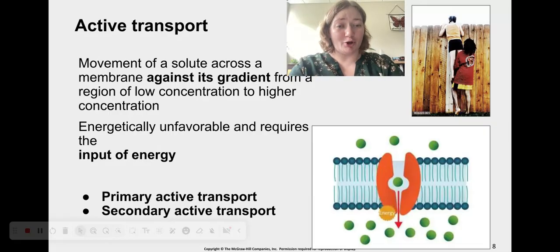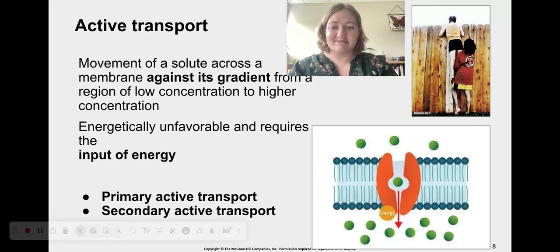So if we're going from a region of low to a region of high, we're going against the gradient, because remember, solutes always like to go from areas of high to low, right? Now we're going from low to high. This is hard to do. It's energetically unfavorable. Molecules can't just do this on their own. They need an input of energy in order to allow this to happen. And this is what makes it an active transport, right? Active transport, we are going against the gradient, and we need a source of energy.